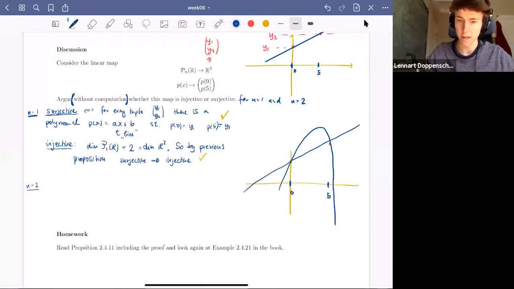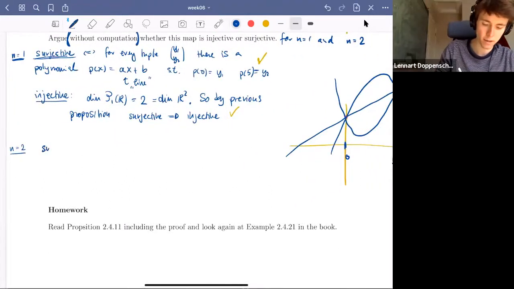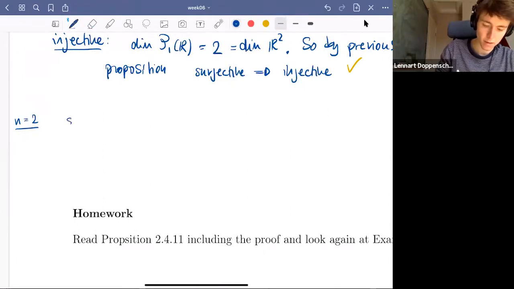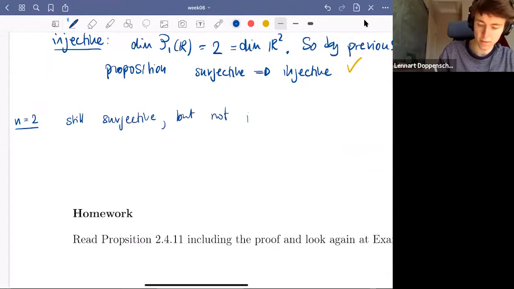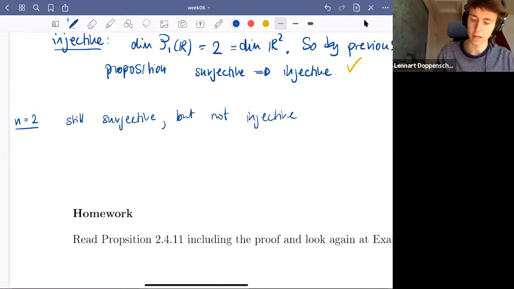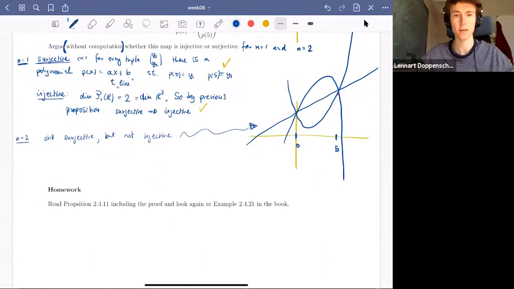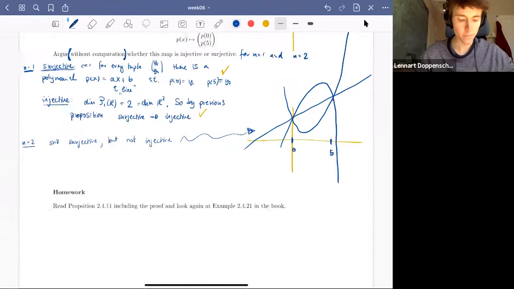But in fact, Matthew just commented something very important. So now there's a multitude of polynomials of degree 2 that go through the same 2 points, and so it is still surjective. Switch slides. Surjective, but not injective. And I'm just going to refer to this diagram for the reasoning. Any questions?